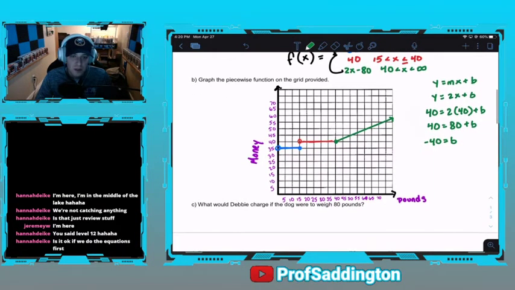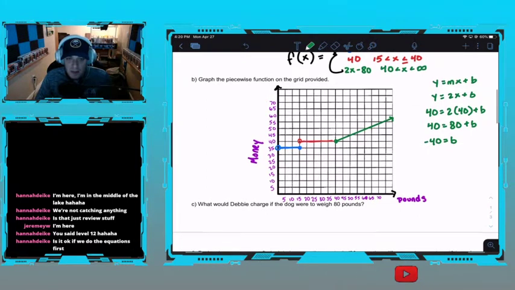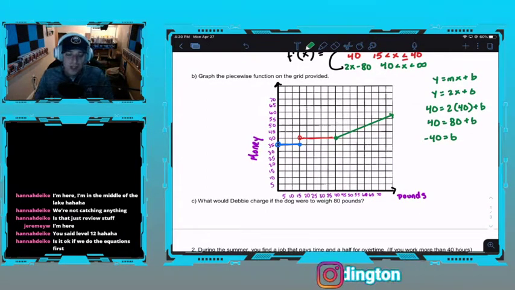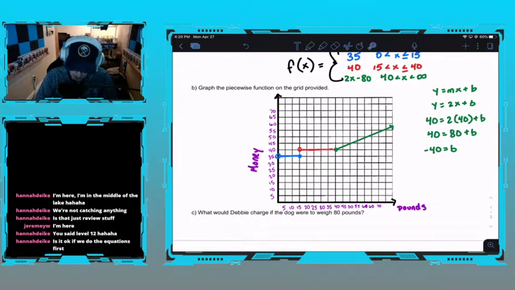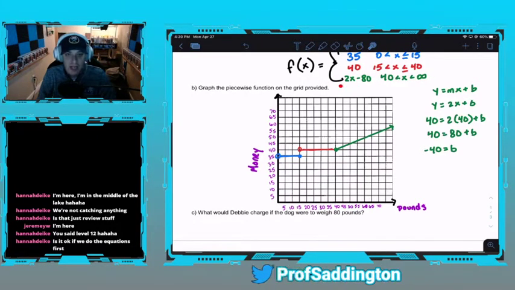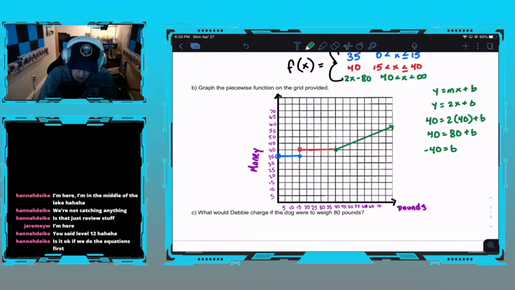I guess I'll do it real quick. So if it's 80 pounds, that means it's 40 extra pounds, right? So if we plug 80 back into our formula, we know it's 80 pounds, so it has to go into the third part of our formula. Well, if you plug in 80, 2 times 80 is 160, minus 80 is going to be $80.